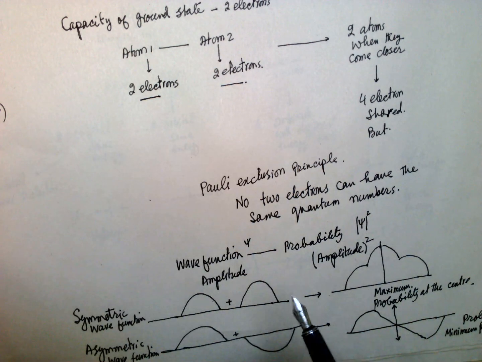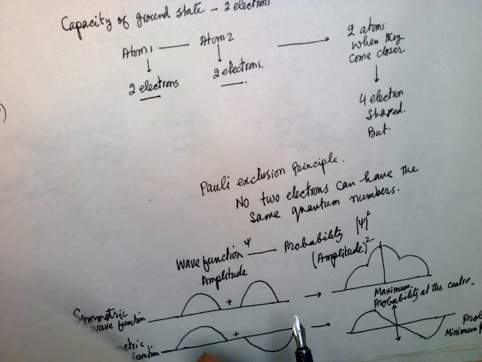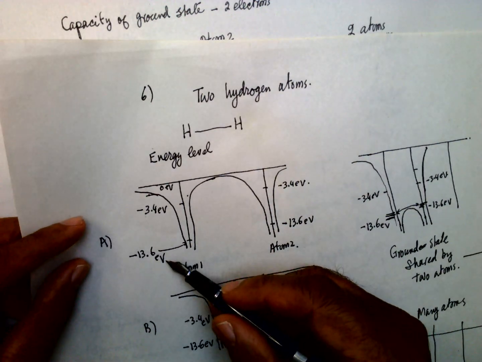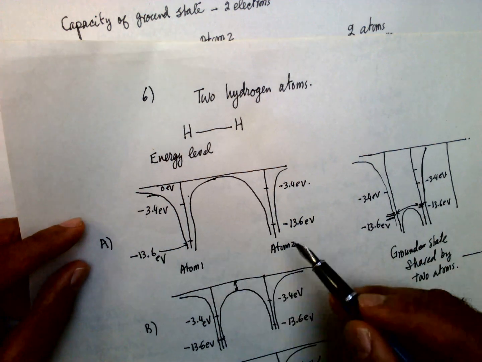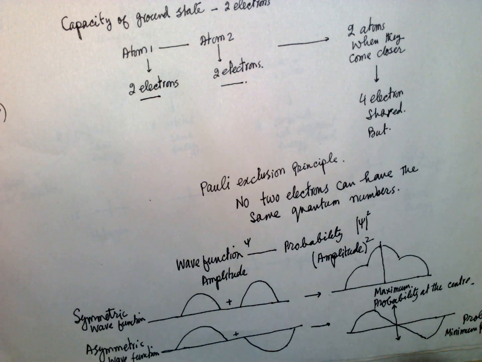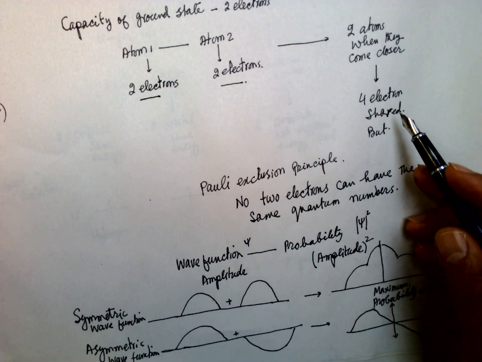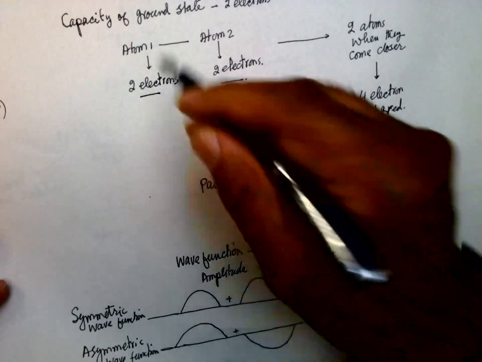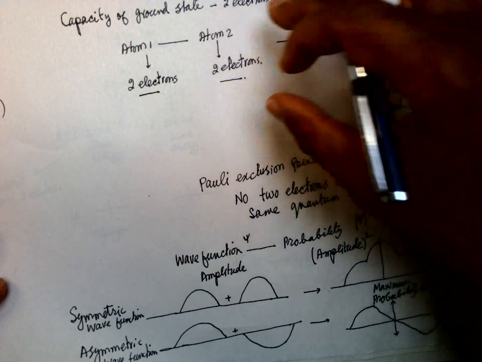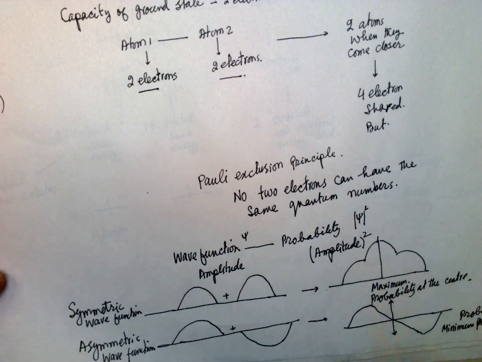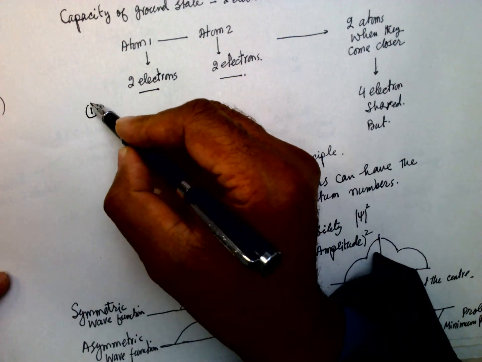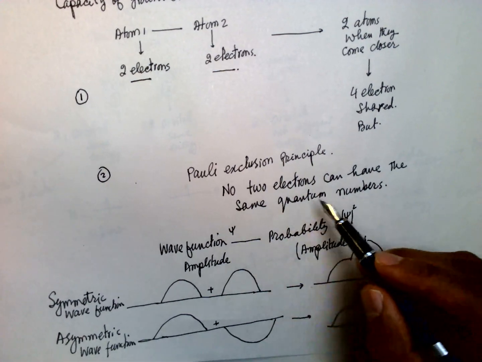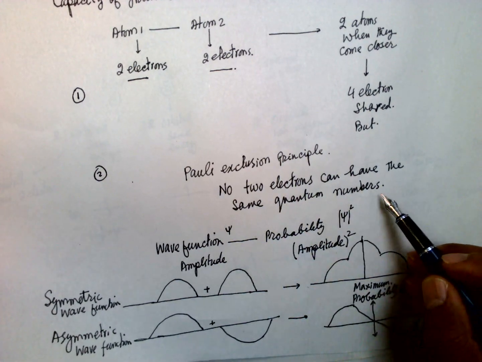Like this one, minus 13.6, this is minus 13.6, same energy. But when you combine these together, they will have different energy. And this is not only for hydrogen. This is concept number one. Number two is the Pauli exclusion principle, which says that no two electrons can have the same quantum number.